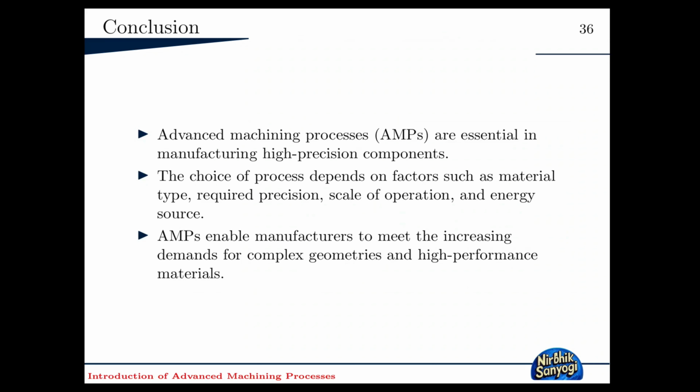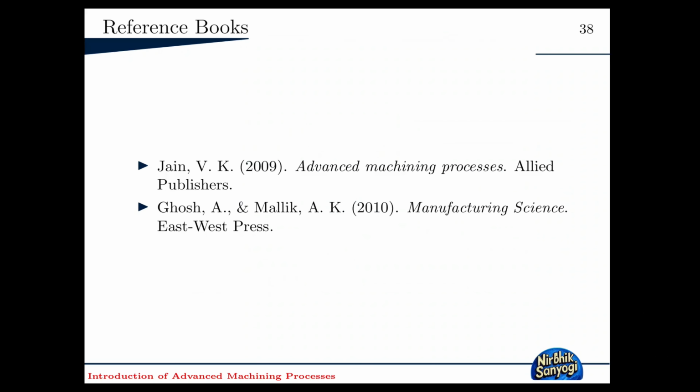Advanced machining processes are essential in manufacturing high precision components. The choice of process depends on factors such as material type, required precision, scale of operation, and energy source. These advanced machining processes enable manufacturers to meet the increasing demands for complex geometry and high performance materials. There is a lot of ongoing research to cut down the cost as well as enhance the performance to get micro or nano features. Engineers and researchers are trying very hard to achieve those features using advanced machining processes. So these are the two reference books you can follow.